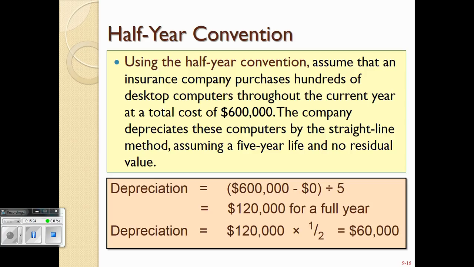So notice what happens. We have 60 grand the first year. We have 4 full years at 120 grand. Okay, that's 480 plus 60 is 540. I've got another 60 grand, and that other 60 grand is going to show up in year 6 because I'm going to get that other half year worth of depreciation.